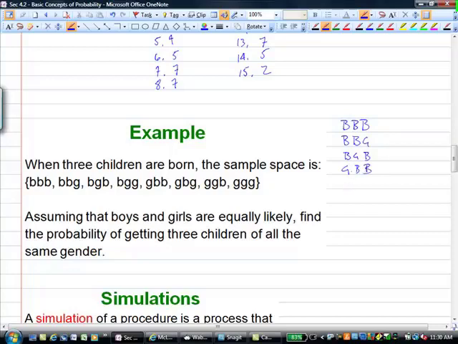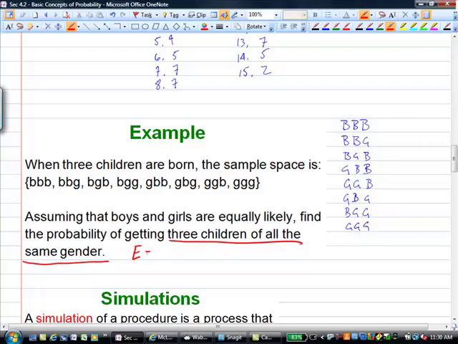And then we have 2 girls, 1 boy, and move the boy through the birth order. And then finally we have 3 girls, and that's how you come up with the sample space for the birth order of children. It says, assuming that boys and girls are equally likely, find the probability of getting 3 children of all the same gender. This is our event, 3 children of all the same gender.